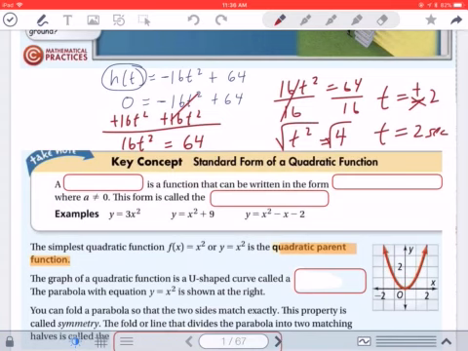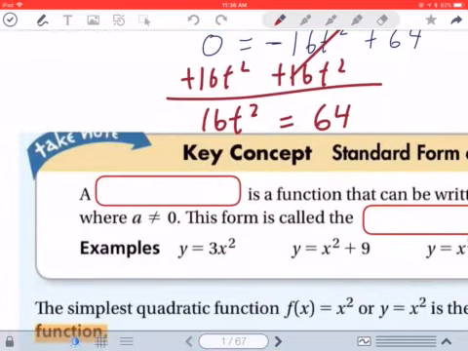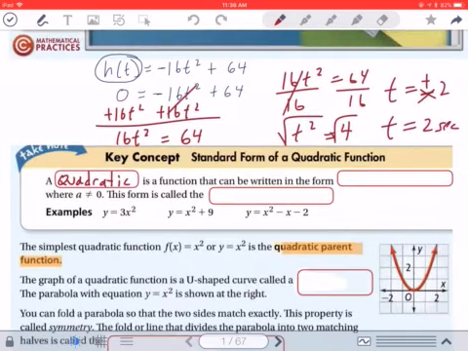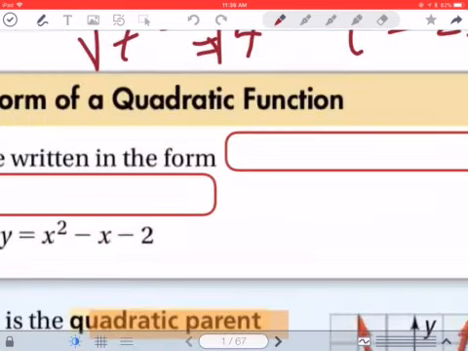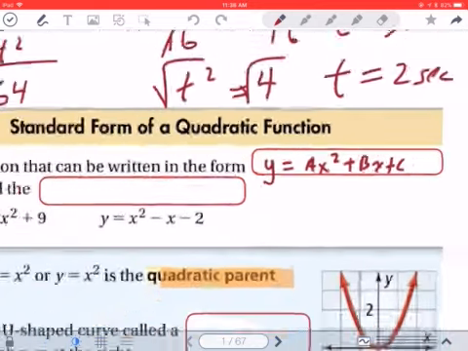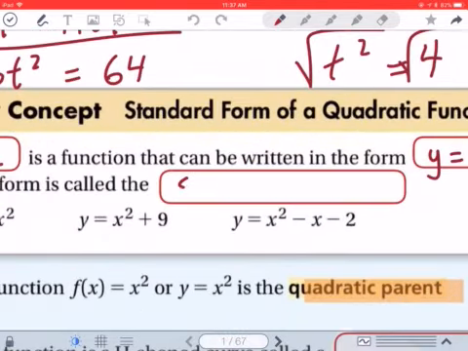All right, moving on to key concept. It says a blank is a function that can be written in the form of blank. So this is a quadratic. We'll just write the word quadratic there, but it's really a quadratic function. Can be written in the form of y equals ax squared plus bx plus c. Okay, just building on chapter 8. And this form is called the standard form for a quadratic equation.